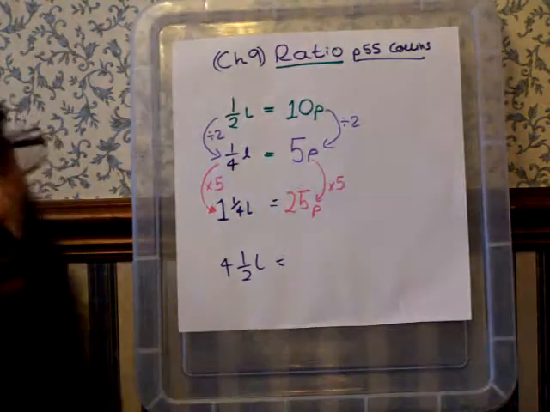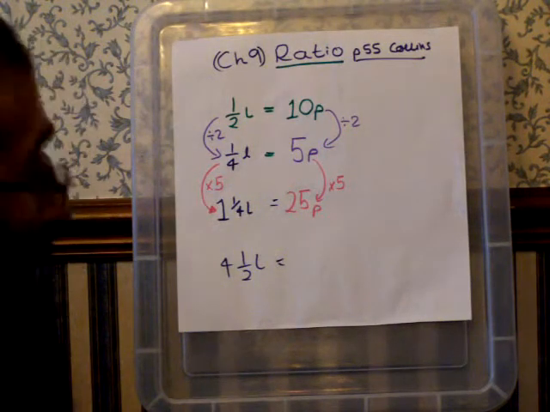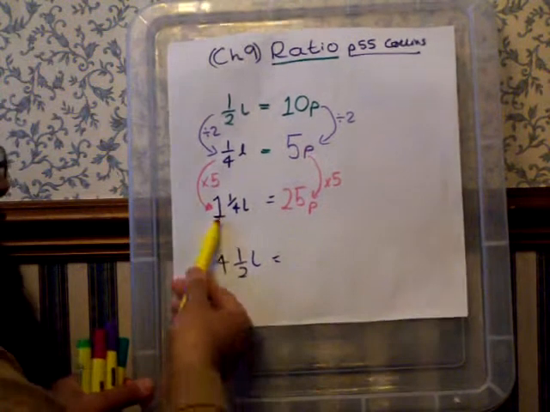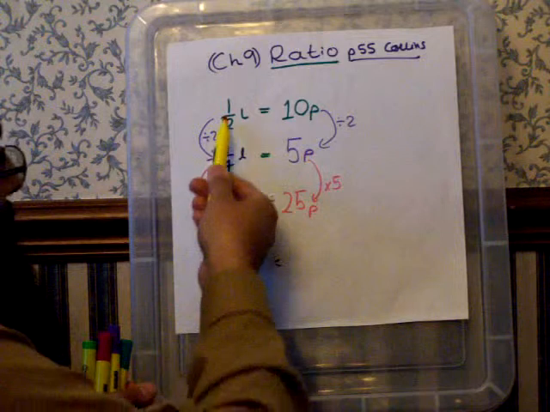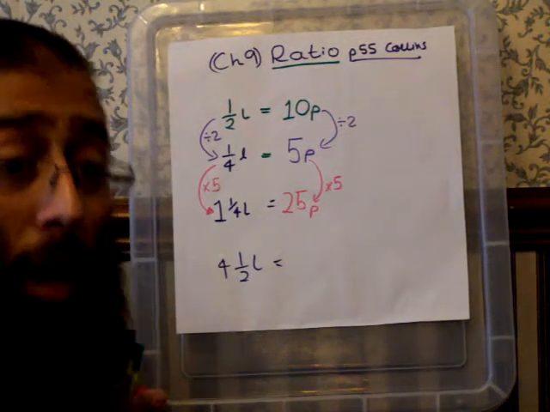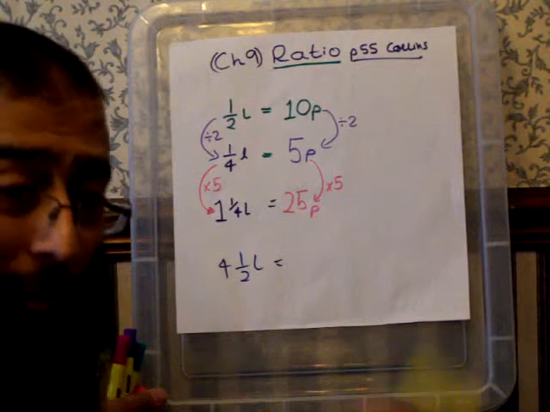Okay, now we want to get to 4.5 litres. Okay, let's change colour. I've got loads of lovely colours today. Right, I'm not going to go from there to there. I'm going to go from there to there. Because 4.5 litres is a multiple of a half, isn't it? Yeah. Because there's lots of halves in 4.5.